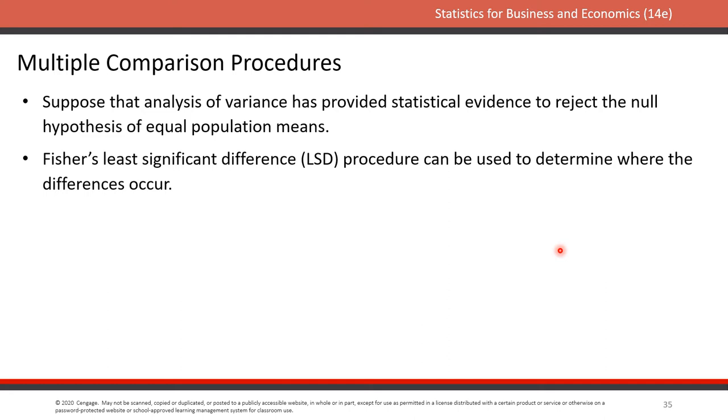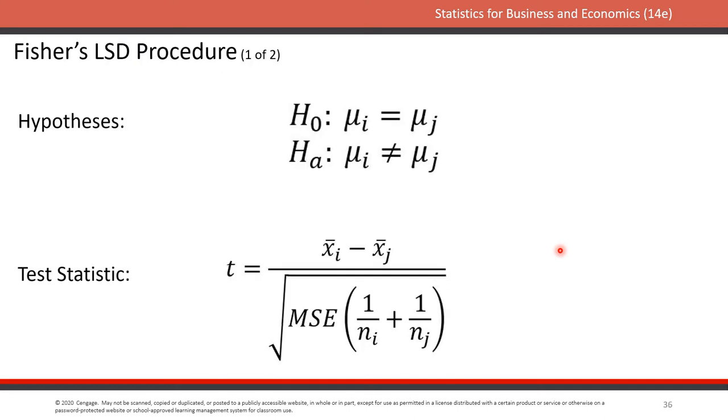Now, there are a whole ton of different procedures that we can use. And in fact, what I consider to be the best one is called Tukey's procedure. But in this case, we're going to discuss the simplest one possible, which is Fisher's LSD. And yes, that is the actual name of it. It stands for least significant difference. And we're going to talk about where that name comes from.